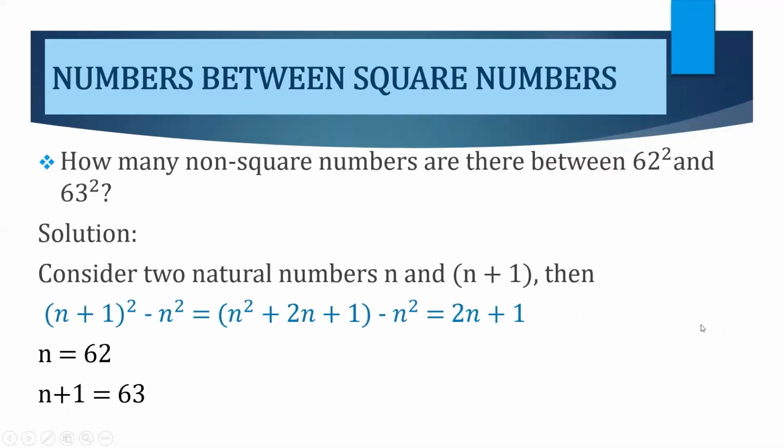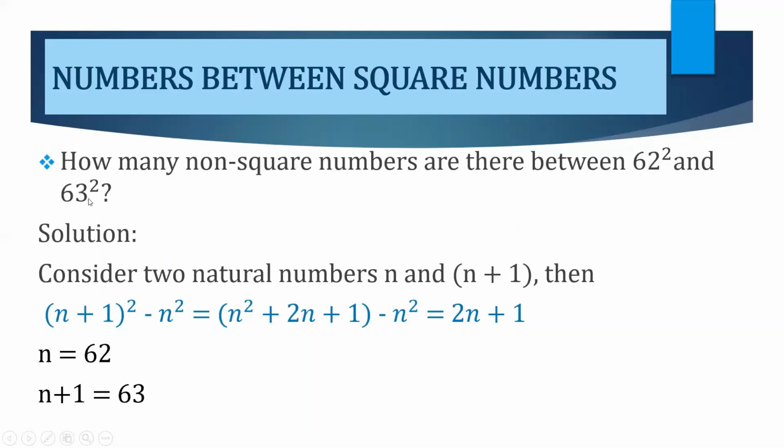So in general, we can say that if we consider two natural numbers n and n plus 1, that are both consecutive numbers, right? And their squares. So if we are taking the square of n, that will be n square and (n plus 1) square. Then the difference of the squares, that is (n plus 1) square minus n square, will be 2n plus 1.